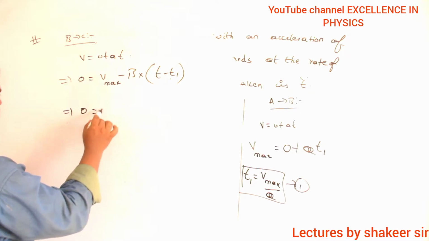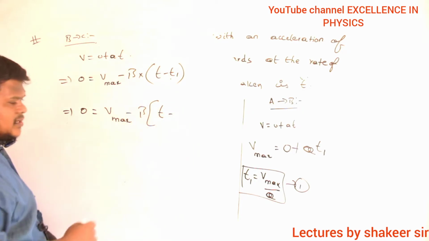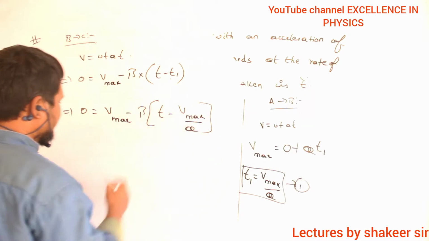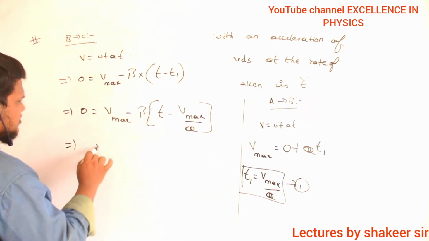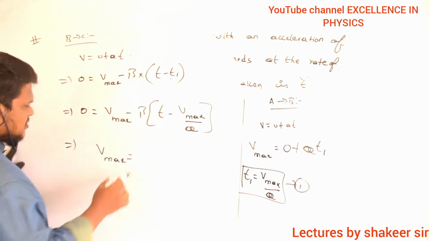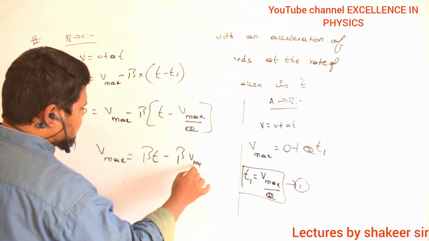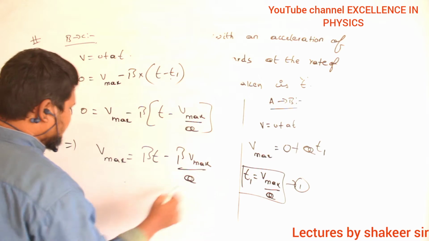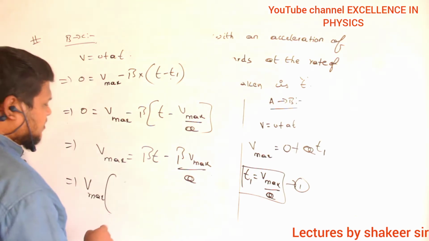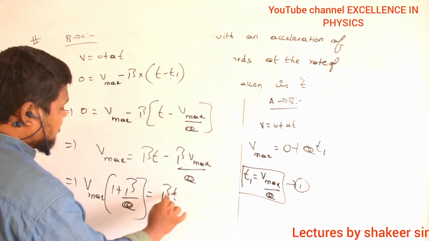So 0 equals V max minus beta into (T minus T1). Instead of T1, I will write V max divided by alpha. Clear? So therefore, if I take V max to the other side, the minus gets cancelled. So beta T minus beta V max divided by alpha. If I take V max to one side, then V max multiplied by (1 plus beta by alpha) equals beta into T.